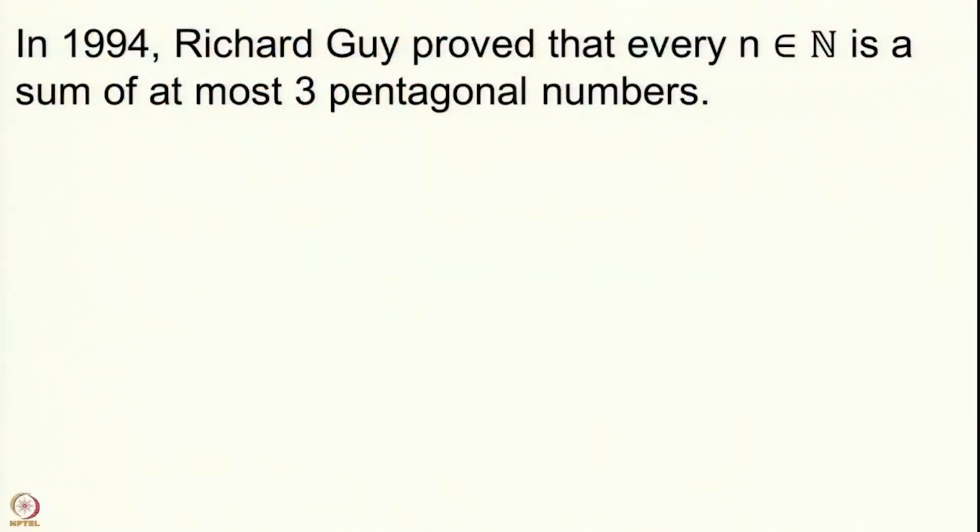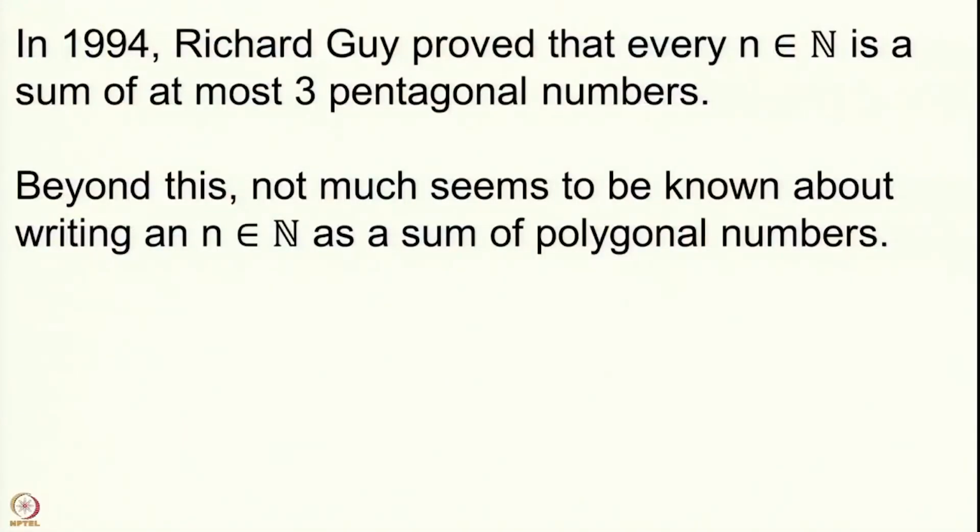polygonal numbers. So, Richard Guy in 1994 proved that every natural number is a sum of at most 3 pentagonal numbers, but he generalized the earlier concept of a pentagonal number. Using his slightly generalized concept, he could prove that every n is actually a sum of at most 3 pentagonal numbers. However, beyond this not much seems to be known about this. So, this is the question of writing every natural number as a sum of polygonal numbers of a fixed type.